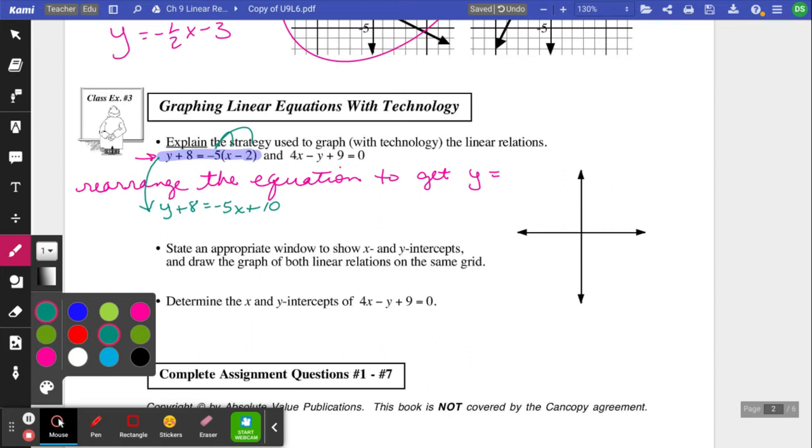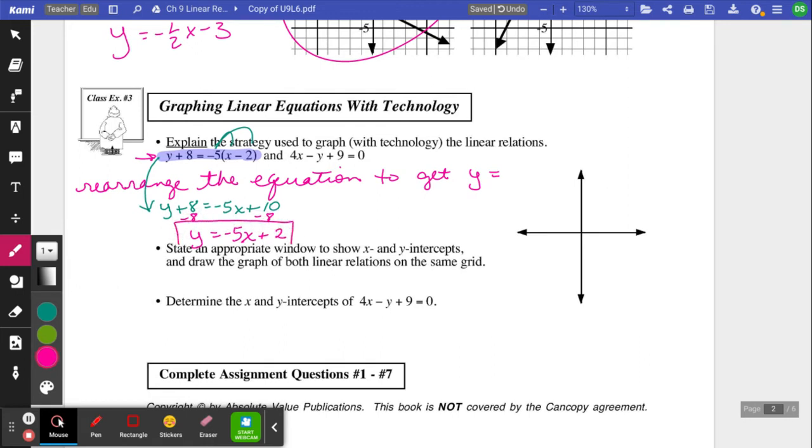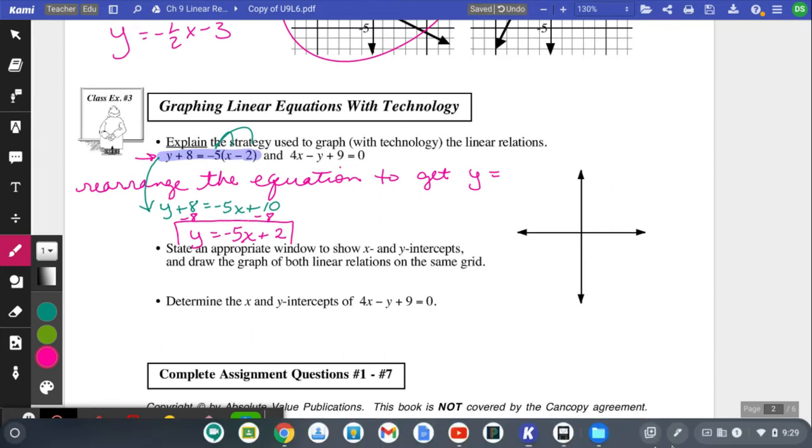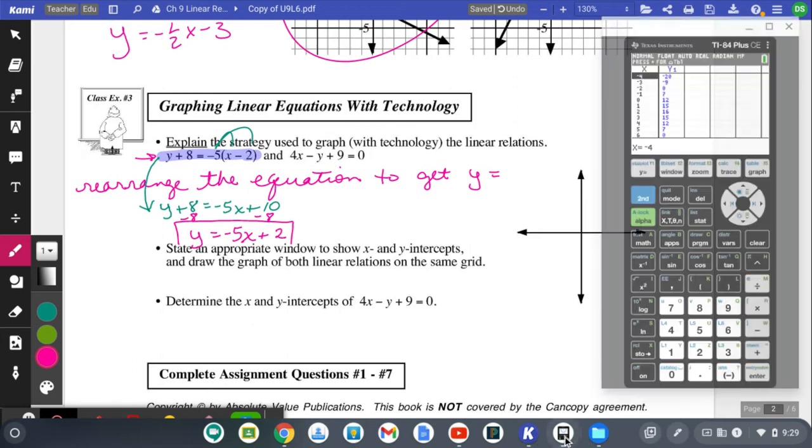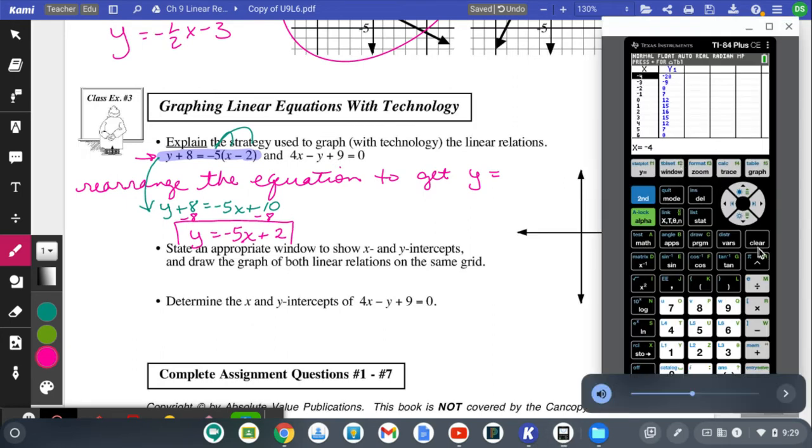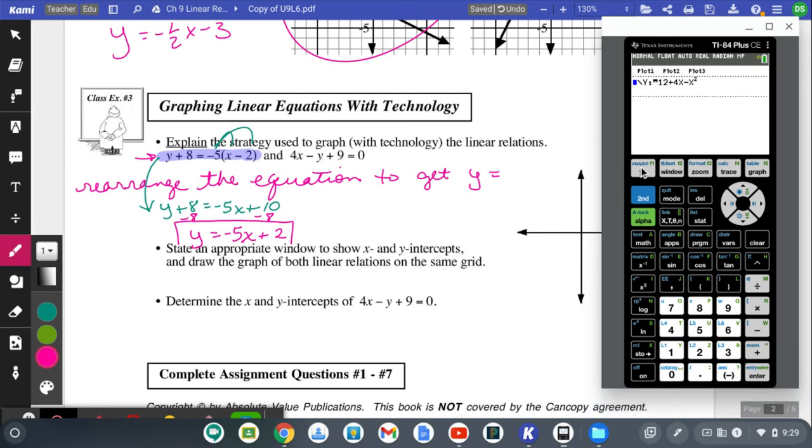Yeah, subtract the 8. So y equals negative 5x plus 2. Okay. Grab your graphing calculator and put that in there. Now you've got it to y equals. You can type that in. So in my y equals, I will put minus 5x plus 2.